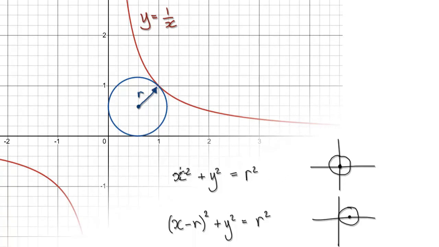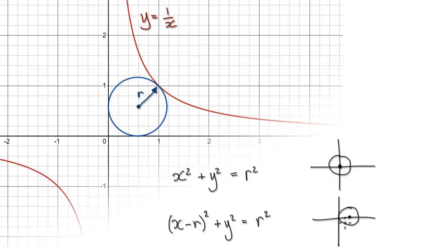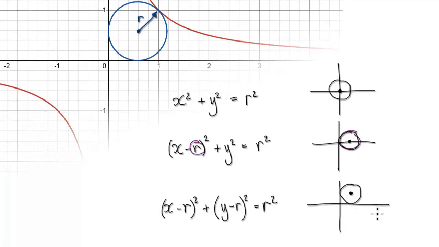x squared plus y squared equals r squared. So that will give you a circle centered at the origin of radius r. So now translate it across to the right by the radius, and then that will give you this circle, and then translate it upwards by the radius again. So that will move the circle up by r. So you move it across by r, you move it up by r, and the radius is also r.